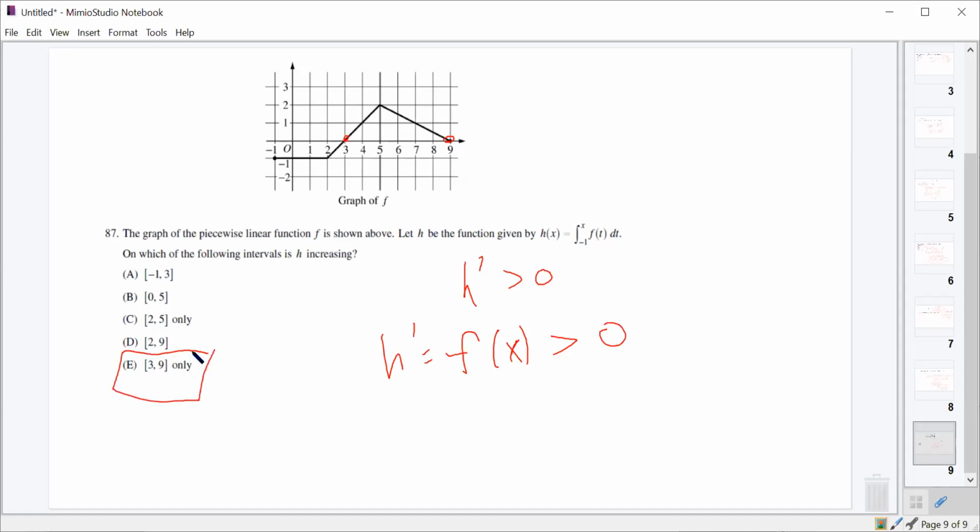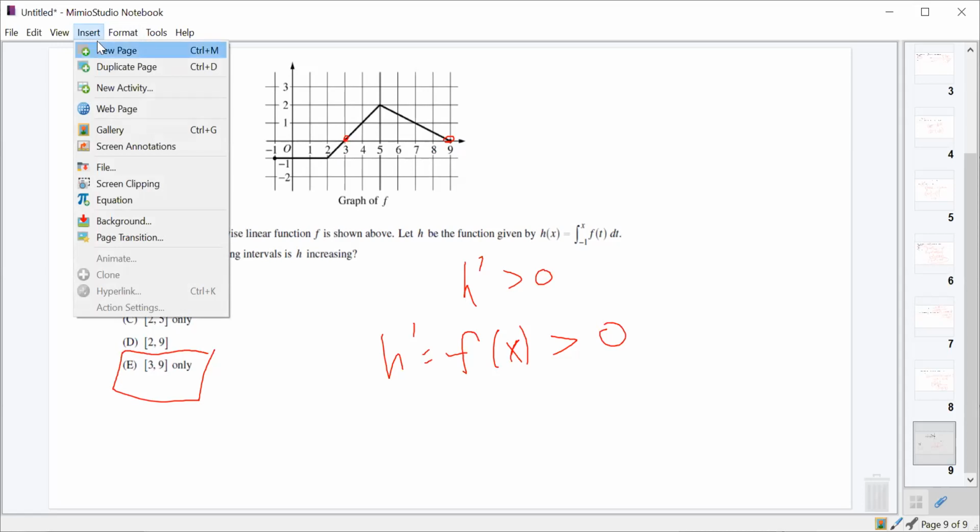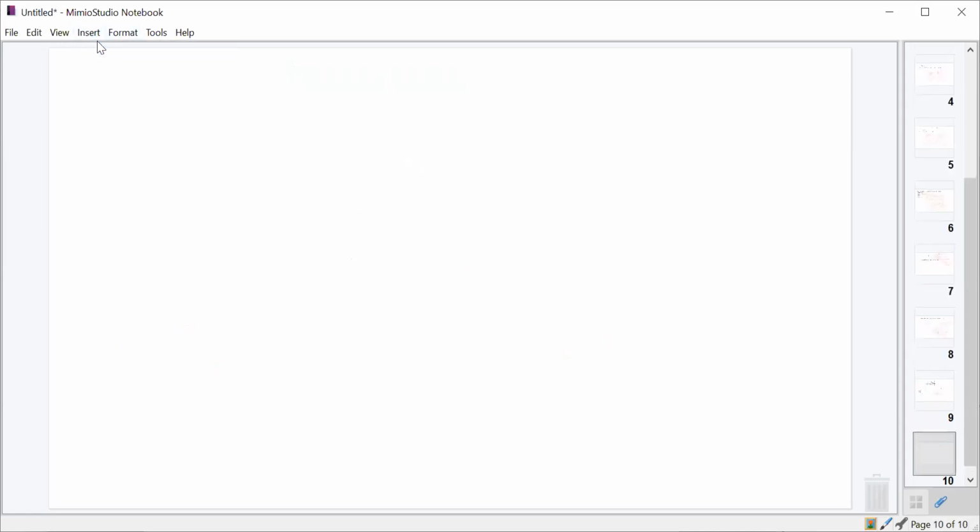And we put the brackets on because it's talking about an increasing or decreasing. Everybody good there with 87? Yes. Great. And then 92.